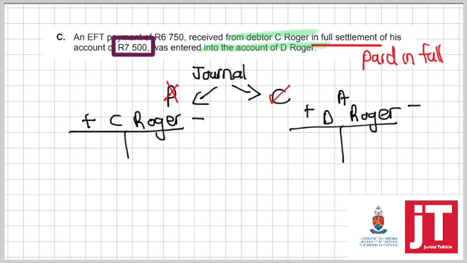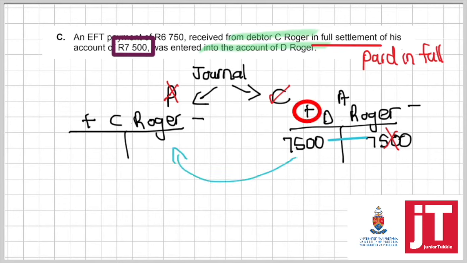This means we can use the 7,500. We must use the 7,500. It was incorrectly credited to Roger's account, D. Roger. So to correct this, we need to take it out of his account. So to take it out, we will need to debit his account with 7,500, which will have a positive effect on his balance. For every credit, there's a debit.